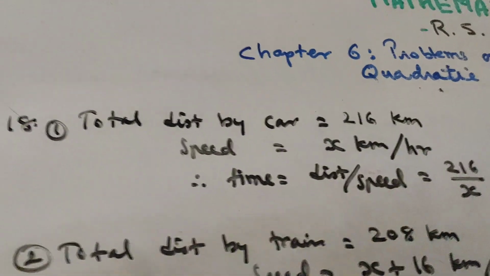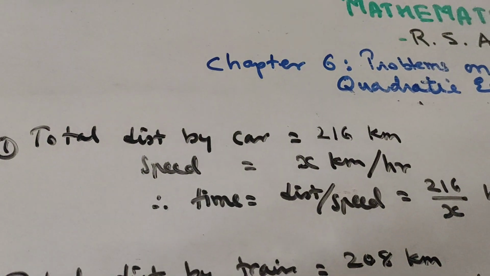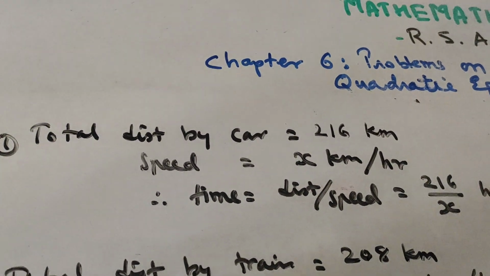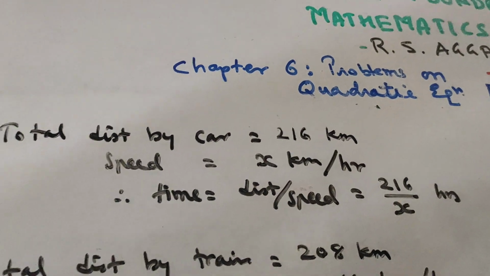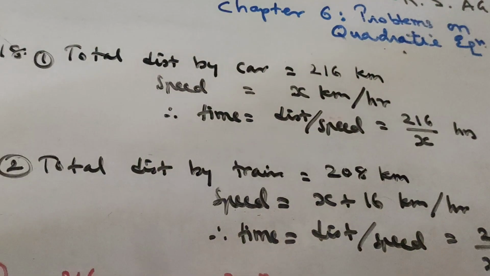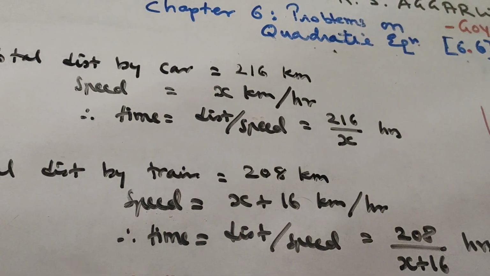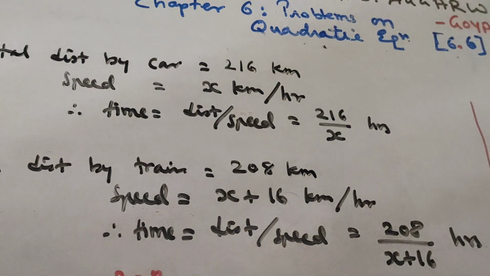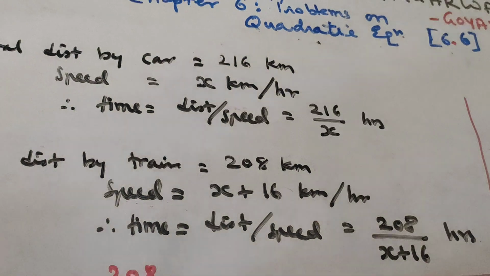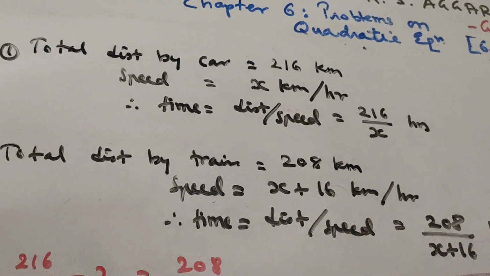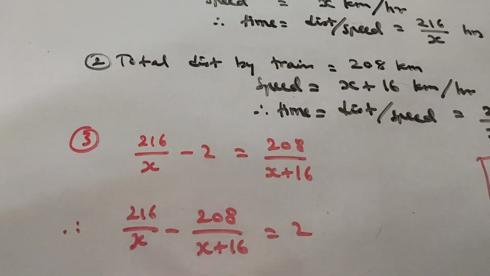So this is how it looks. Number 1, total distance by car is 216 kilometers. Speed is equal to x km per hour. Therefore, time is equal to distance upon speed, which is 216 upon x hours. Number 2, total distance by train is 208 kilometers. Speed is equal to x plus 16 km per hour. Time is equal to distance upon speed, which is 208 upon x plus 16 hours. So you got part number 1 and part number 2 of 18. We are going for question number 3 of 18.